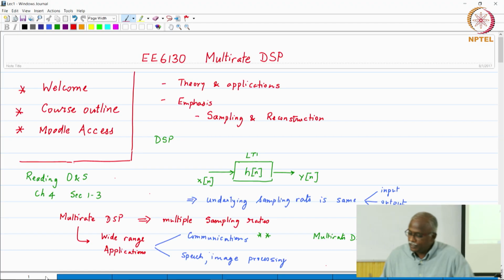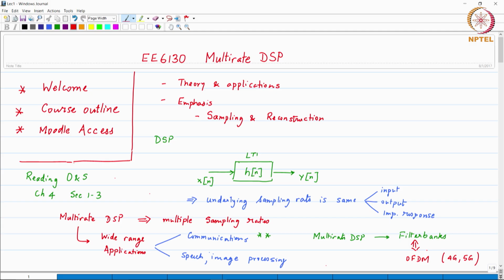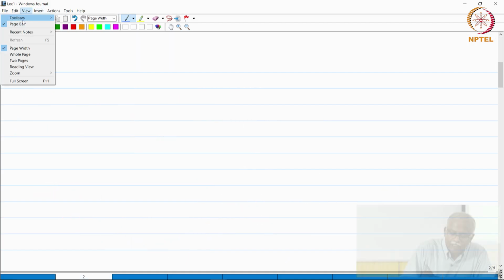By the way, just like filter banks help us to understand OFDM, they also help us understand wavelets. So filter banks is an umbrella framework which helps us understand OFDM, it helps us understand wavelets, and it has very extensive use in a number of communication applications.